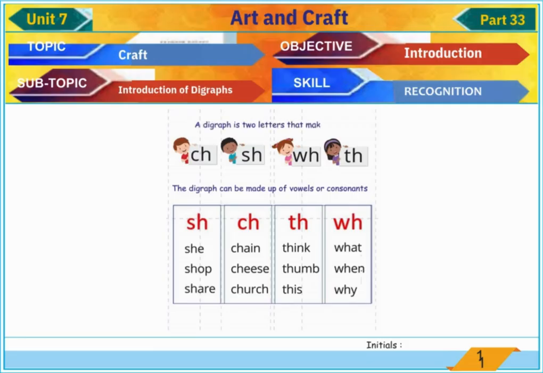A digraph is two letters that make one sound. CH, SH, WH, TH. The digraph can be made up of vowels or consonants.